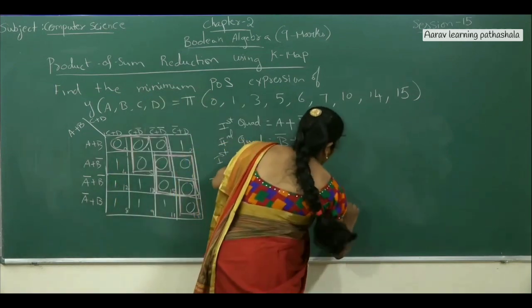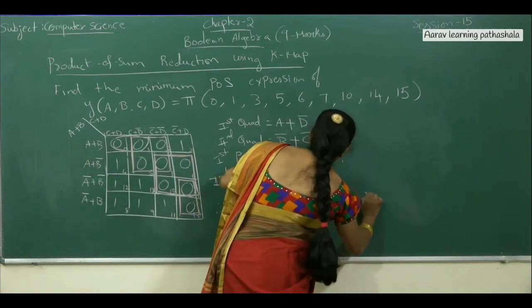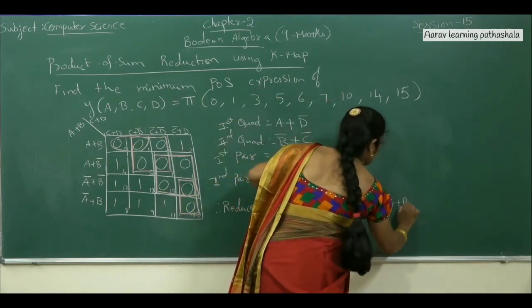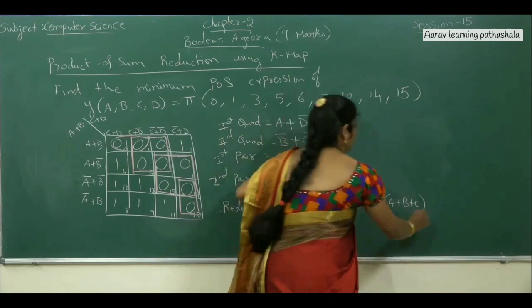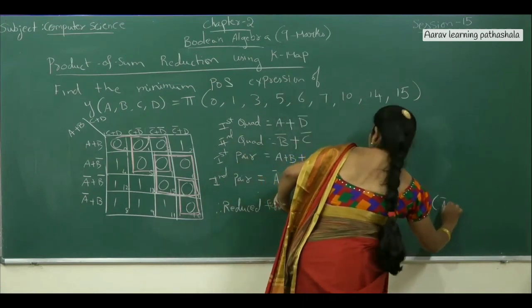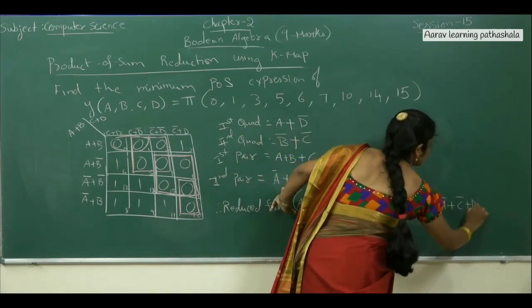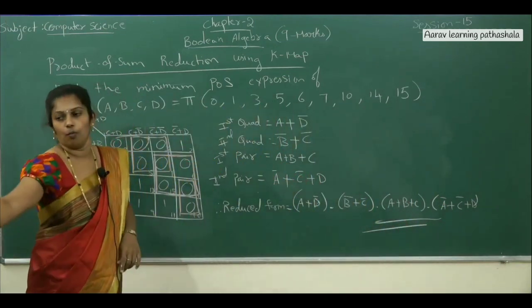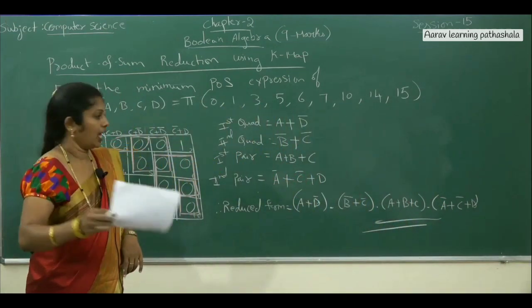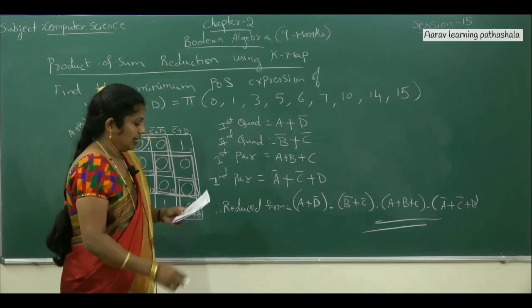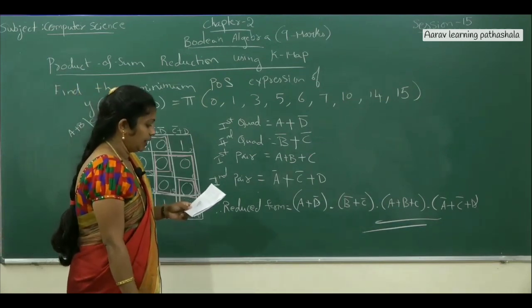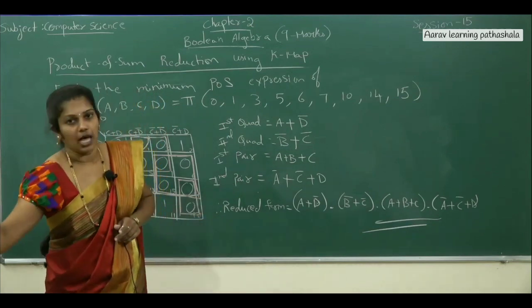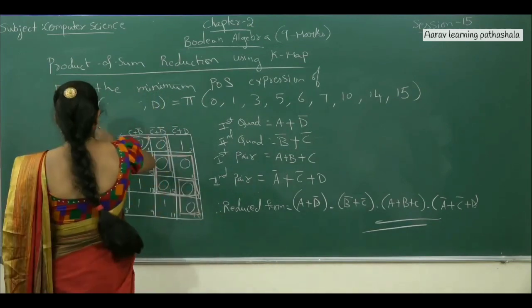Next, B bar plus C bar, dot, A plus B plus C, dot, A bar plus C bar plus D. This is the final reduced form for the given K-map. A, B, C, D, then A, D bar, B bar, C, A bar, B, C bar, D. Now, we will explain with one more problem.